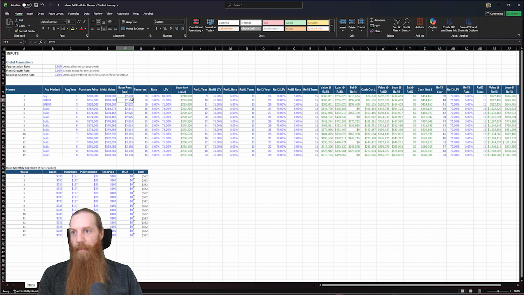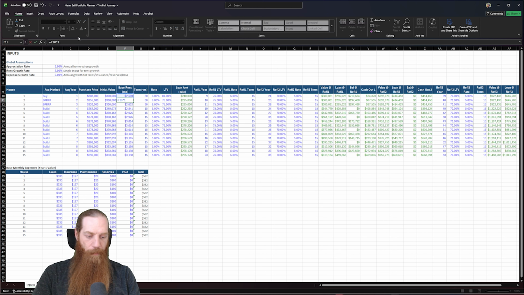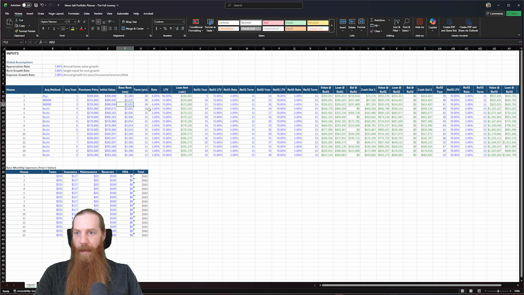What you can do is just come in here. You can do an equals that cell and then times 1.03, or you could even do 1 plus your appreciation rate up here, which is 3%. So I could just type in 1.03. It's going to do the same thing. We hit enter and it gives us the same number there, right?